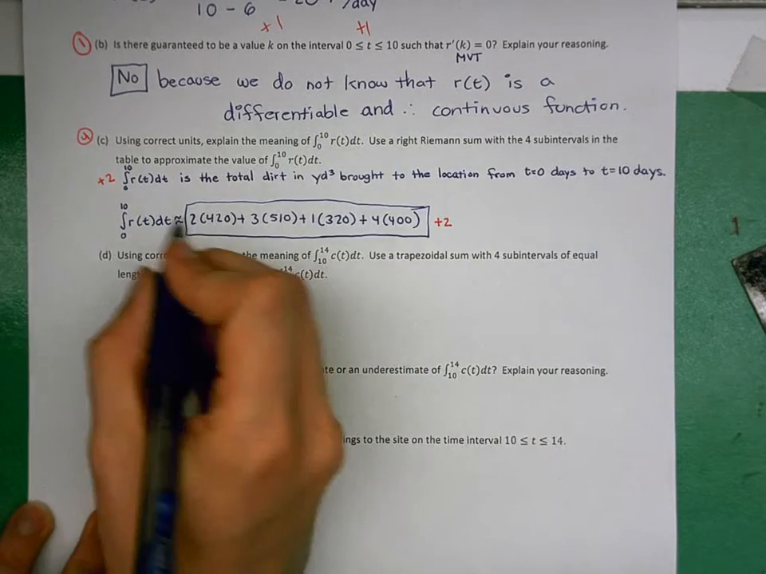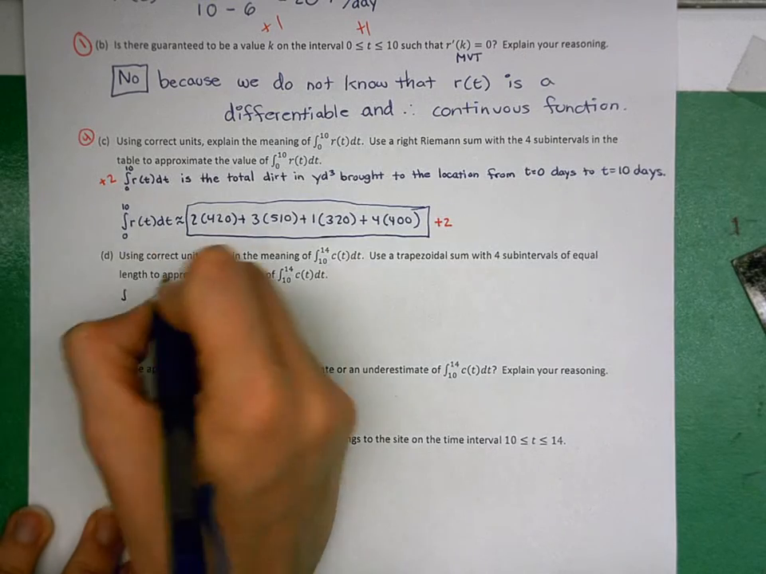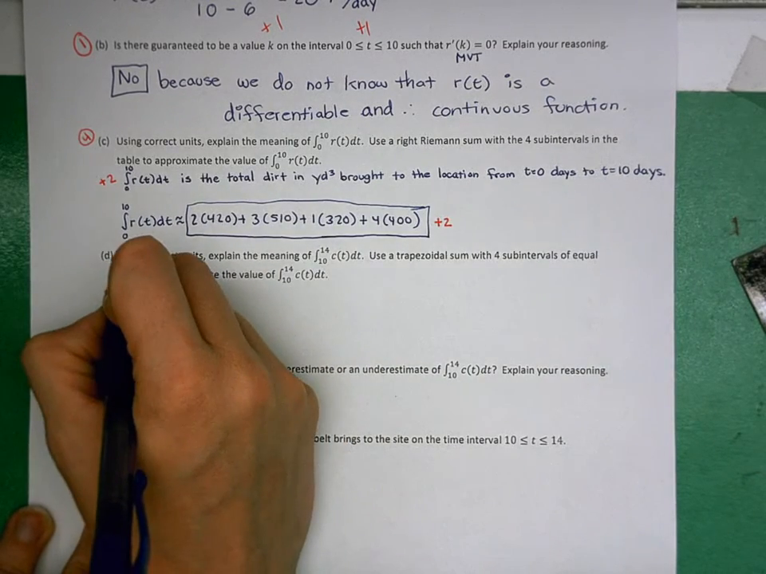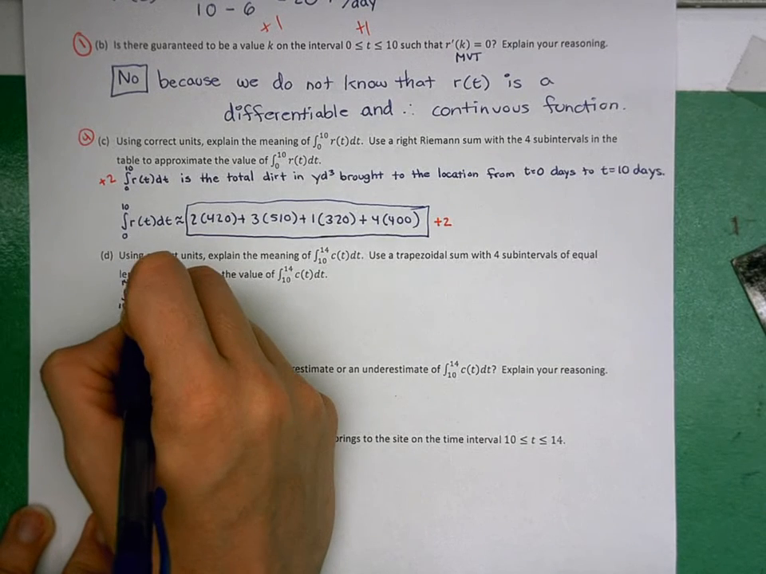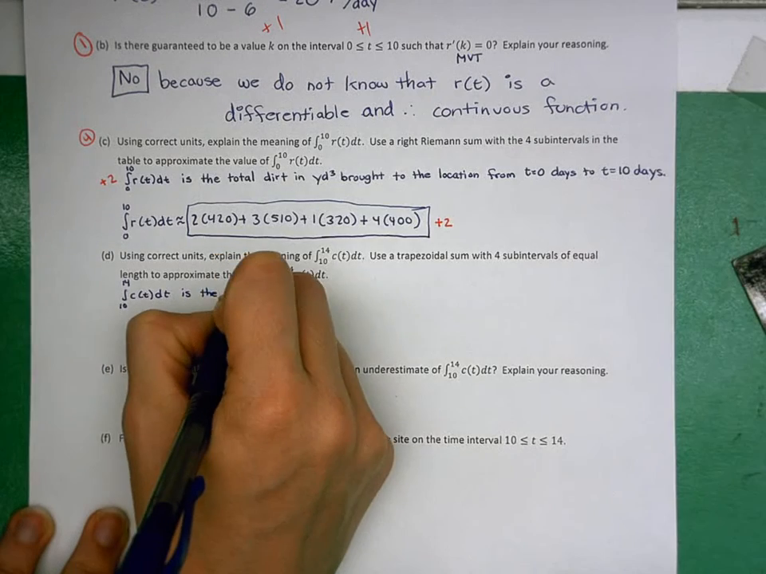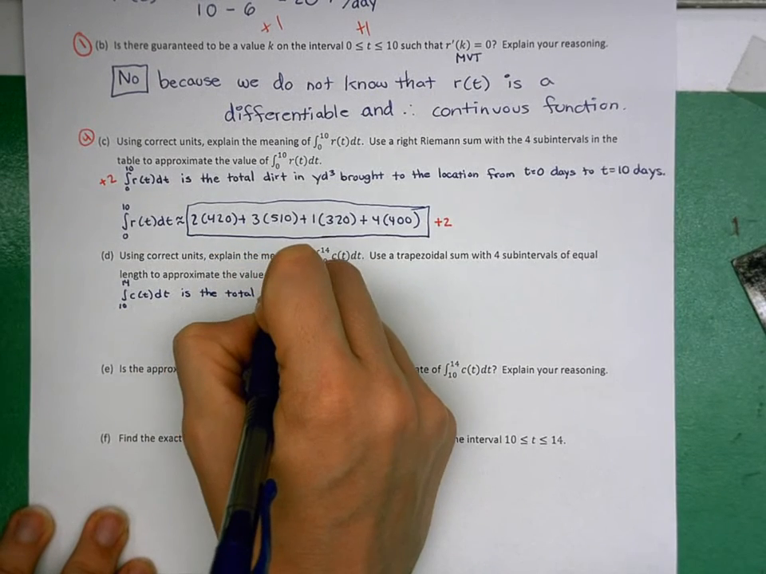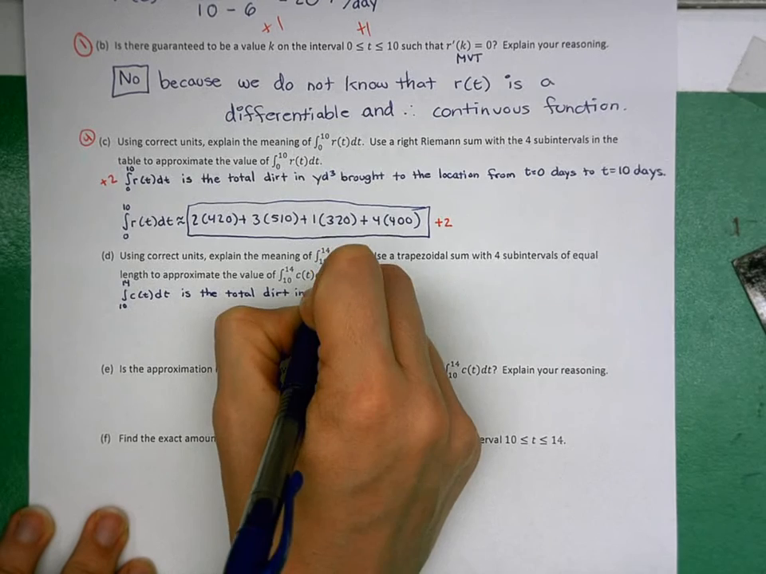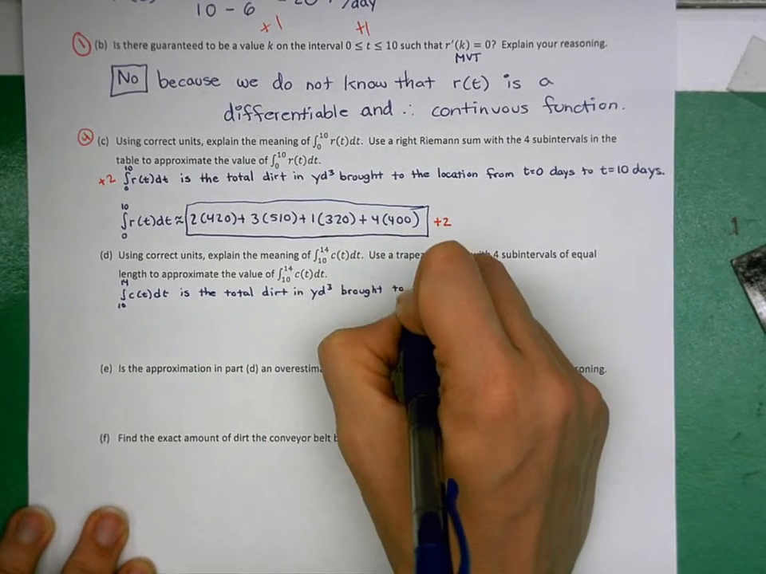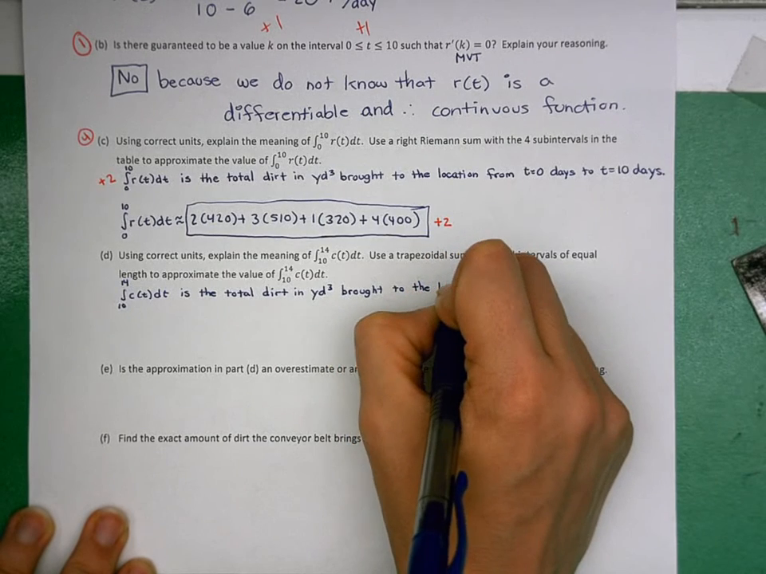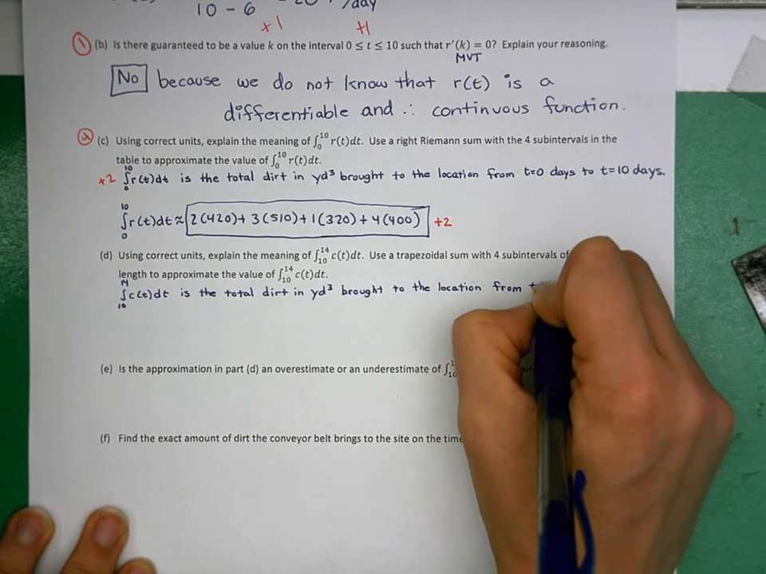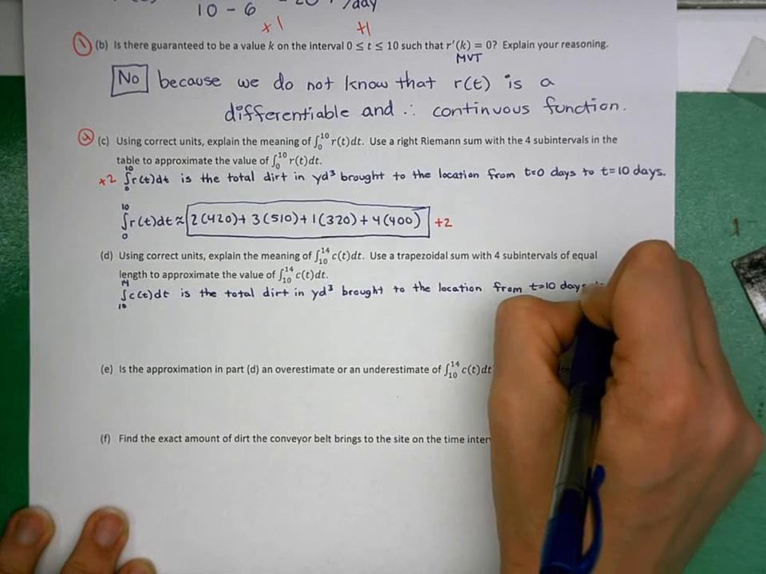Okay? So the explanation, real quick, is going to be pretty much exactly like what we wrote in C, just different days. So this is the total dirt in cubic yards brought to the location from t equals 10 days to t equals 14 days.